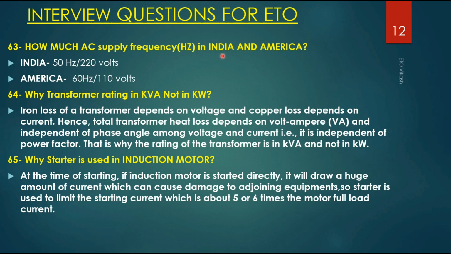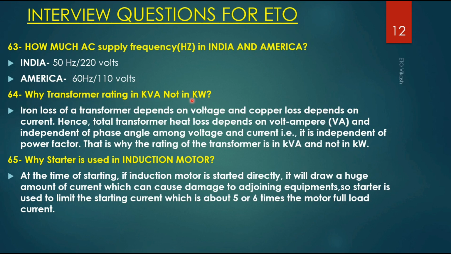Next, how much is the AC supply in India and America? In India it is 50 Hz, 220 volt, and in America 60 Hz, 110 volt. Actually, on the ship also we are getting 60 Hz frequency. We are generating 60 Hz frequency on the ship.